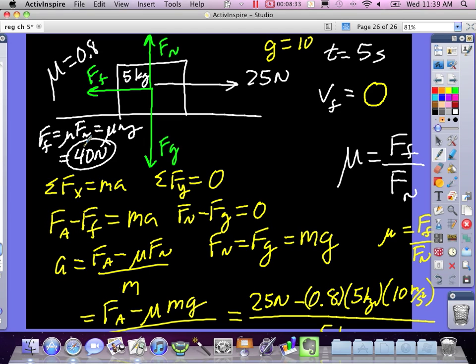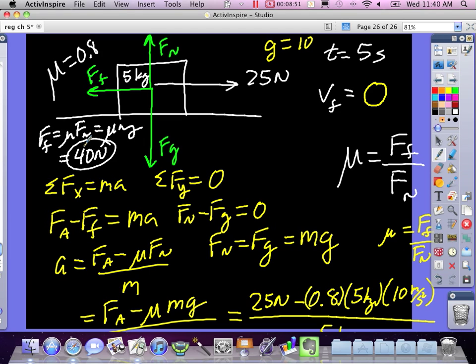But if you hit 40, it's still not going to move. If you hit 41, boom, this is going to slide, right? And then if you want to make that thing go at a constant velocity, then you have to drop back down to 40. Otherwise, if you stay at 41, you're going to accelerate that way.